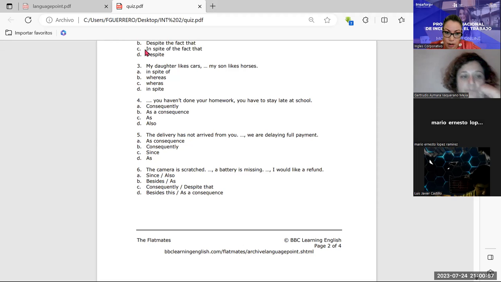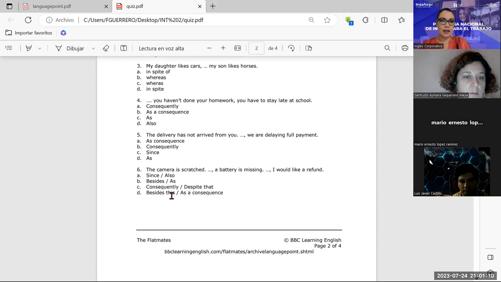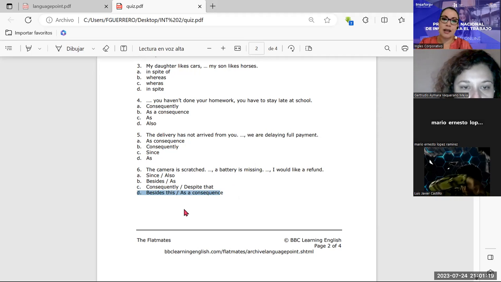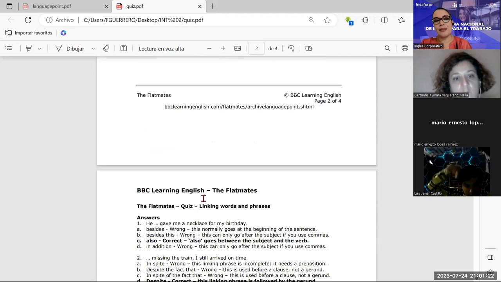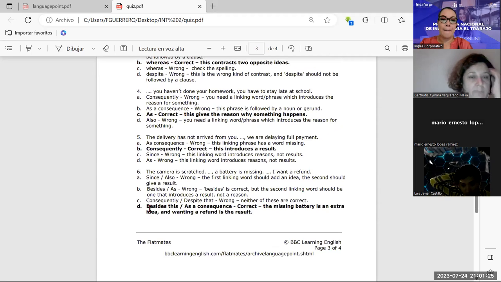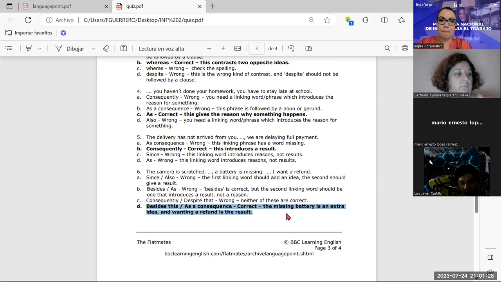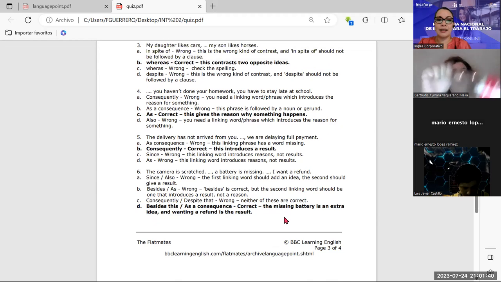Letter D. Besides this or as a consequence? Besides this, the camera is scratched. Besides this, a battery is missing. As a consequence, I would like a refund. That is correct, letter D. Besides this, the missing battery is an extra idea, and wanting a refund is a result. That's correct, the letter D.